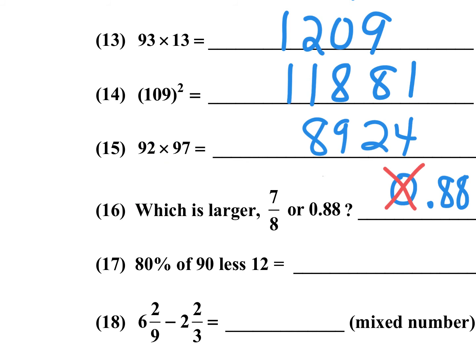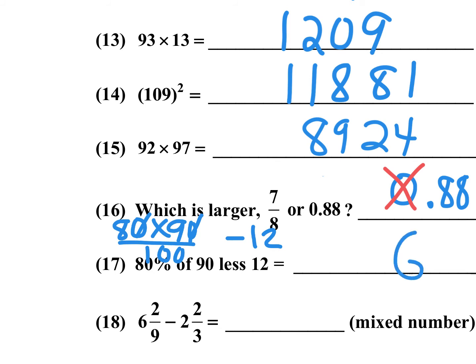Okay, problem number 17. 80% of 90 less 12 means you're going to subtract 12. And the percent cancels out the two zeros. Percent is per 100. So what I'm going to do is take 80 times 90, and then percent means per 100. So when you divide by 100, you cancel that 0 and that 0. So what you really have is 8 times 9, 72. 72 minus 12 is 60.